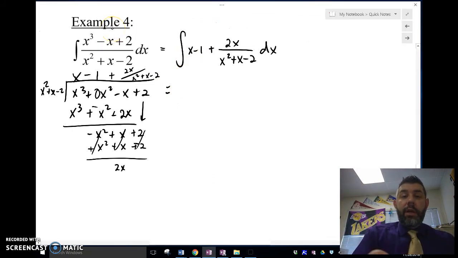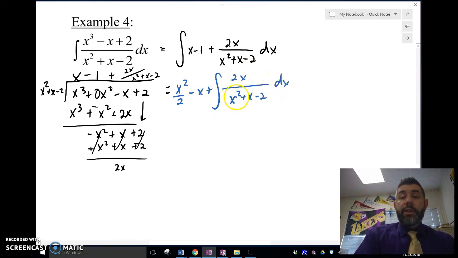Integral of x here is x squared over 2 minus the integral of 1, which is just x, plus the integral of 2x over x squared plus x minus 2. Now, if I took the derivative of x squared plus x minus 2, I get 2x plus 1, which is not going to work. So I'm going to need to use partial fractions. Okay, so I'm going to work on partial fractions on this part right here.